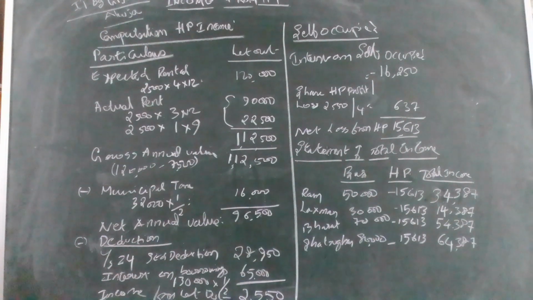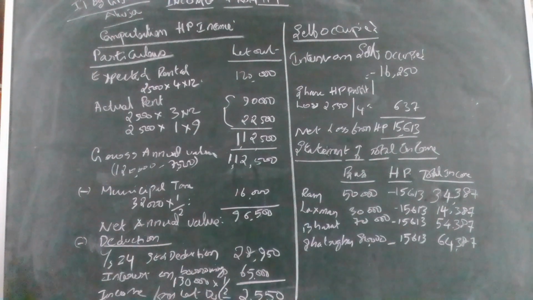Since the municipal value, fair rental value and standard rent are not available, and only the actual rent received is given, that itself is considered as the expected rental value. According to that, 2500 into 4 for 12 months comes to 1,20,000. Then another one is actual rent received we have to take. By comparing the expected rental value and actual rent, we can calculate the gross annual value.